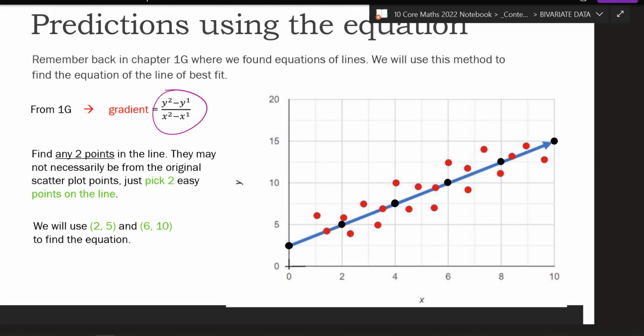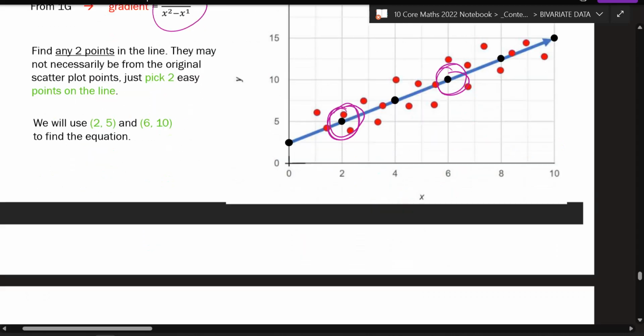So, first things first, find any 2 points on the line. Don't pick points from the original scatter plot. Pick points that are actually on the line itself. That's the aim here. Pick 2 easy points. According to this, we're going to use 2, 5 and 6, 10. So the 2 points are this one and this one. I could use this one, I could use that, I could use that as well. But we're just going with any 2 points as long as it's on the line.